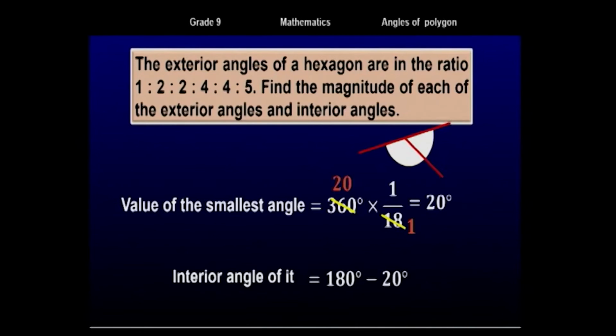You know the sum of the interior angle and exterior angle. What is the value of this? Yes, 180 degrees. So, 180 minus 20 is equal to 160 degrees. Then, there are 5 angles in this hexagon. This is the smallest one.